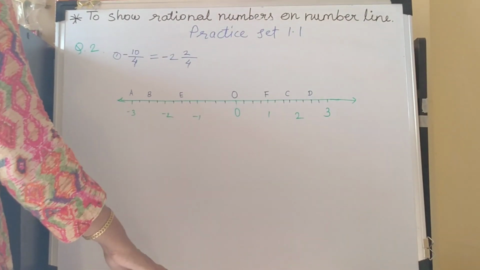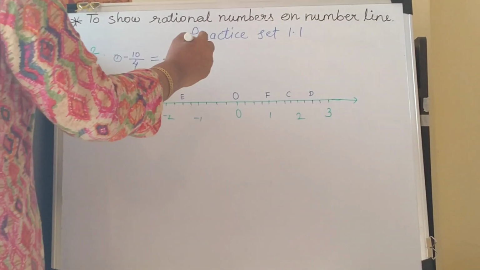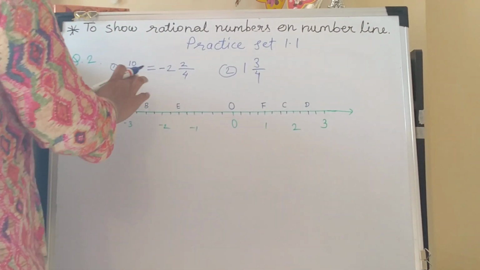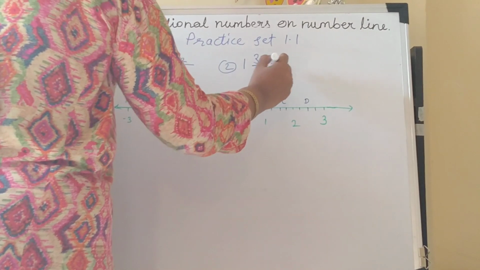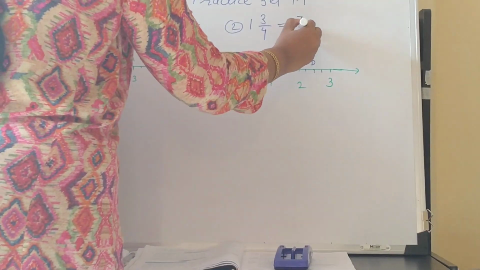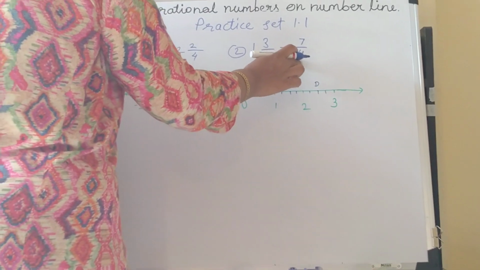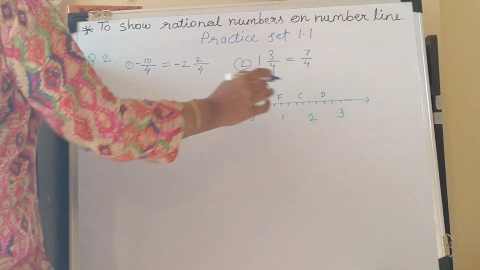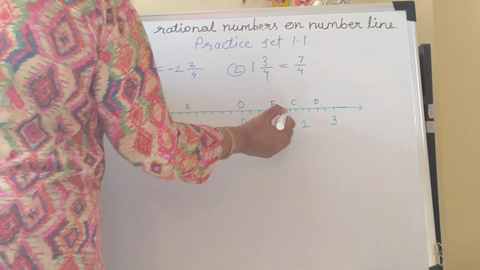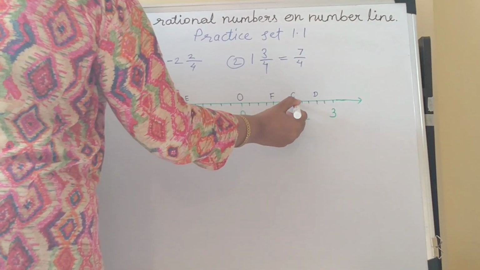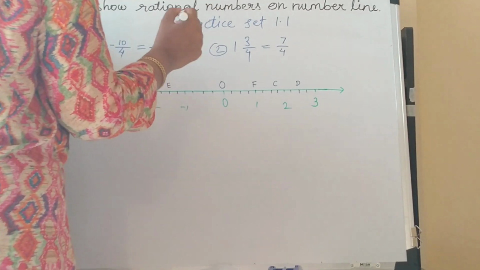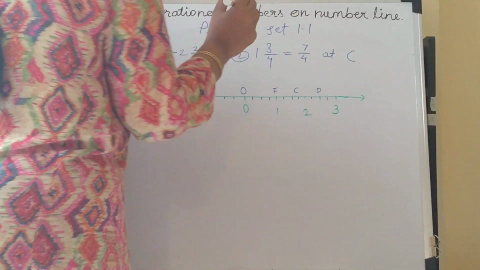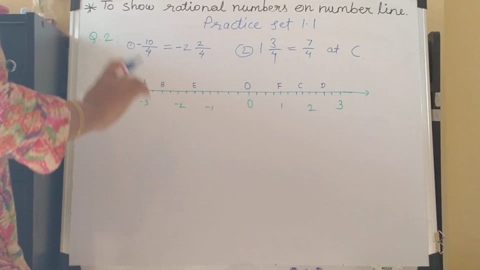Then the second question, see, the number is given as 1 and 3 by 4. Now you can convert this like this: 4 ones are 4 plus 3, 7 by 4. Now we have to see where this 7 by 4 is. It is positive, so it will be on the right side. 1, 2, 3, 4, 5, 6, 7. At the 7th division, the C point is there. So this is at the point C. That means the answer is C.